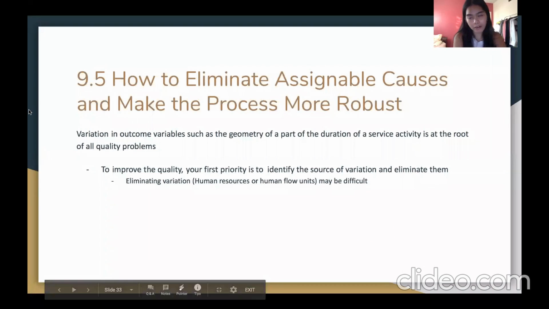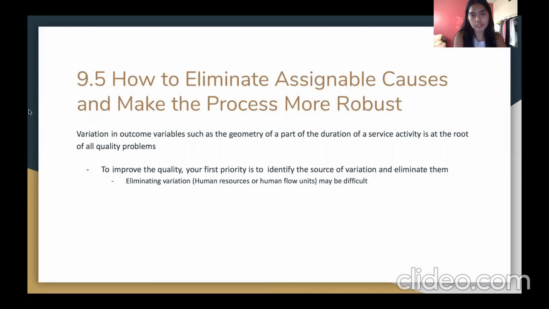Hi, I'm Lizelle Kimbao, and I'm going to be talking about 9.5, which is how to eliminate assignable causes and make the process more robust.